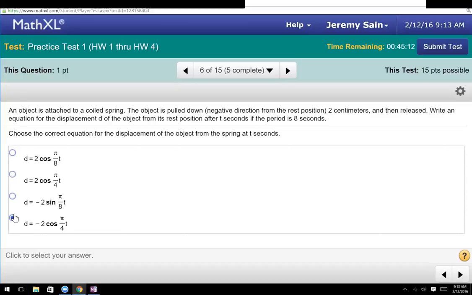So for the period, it's 2 pi over whatever number is in front of the t. So the other way around, if I know the period, to get the number in front, it would be 2 pi over the period. So 2 pi over 8 seconds is pi over 4.